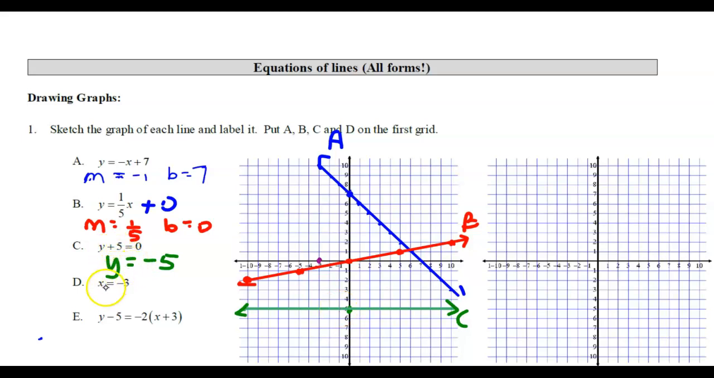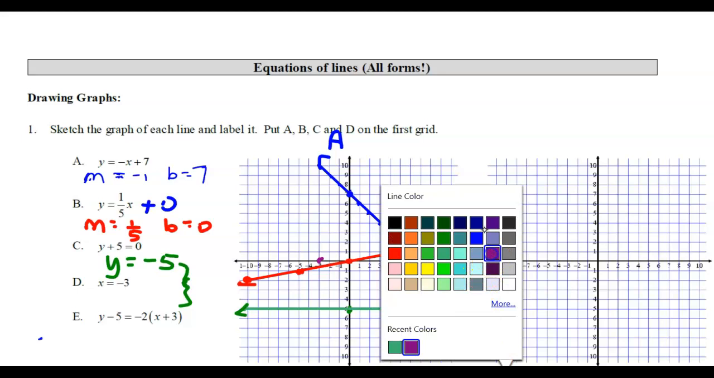Notice the difference here. So I solve for y. This one solved for x. So remember, these are perpendicular to each other. And so if y equals -5 is a horizontal line, that means every point has a y value of -5. Then the line x equals -3 is a vertical line. That means every point on the line has an x value of -3. So it's going to go through x equals -3, and then it'll be a vertical line. It has undefined slope.